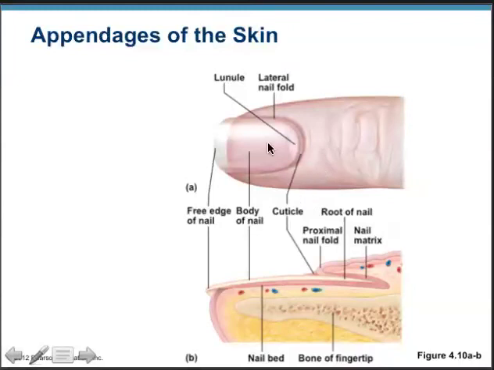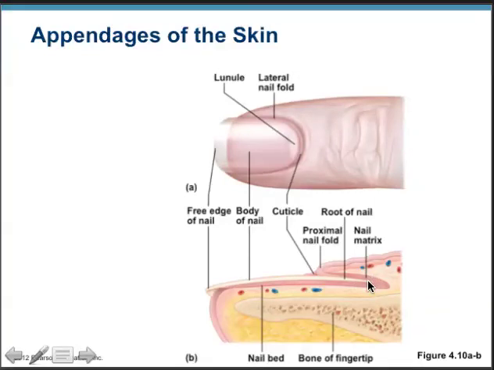This is the free edge of the nail and the body, and the lunula, this little crescent-shaped, lightly pigmented area just beneath the actual nail, and then the lateral nail folds. And then, of course, if we take a look at the sagittal section, you can see the proximal nail fold here and also here, and the root of the nail, which is where the nail is growing, and the nail matrix here.